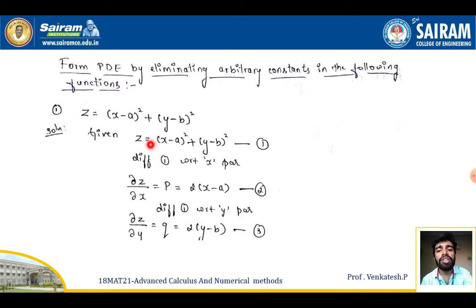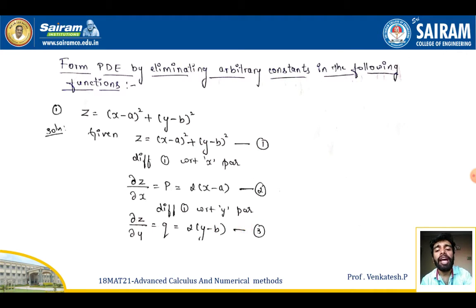So the given equation is z is equal to (x minus a) whole square plus (y minus b) whole square. Call it equation number 1. On differentiating equation number 1 with respect to x, I will get dou z by dou x, and from PDE we have dou z by dou x equal to p. So on differentiating this with respect to x, I will get 2 into (x minus a), and the y term will become 0. Similarly, differentiating equation number 1 with respect to y, I will get dou z by dou y, which will be equal to q, and differentiating with respect to y, the x term will become 0. The derivative of (y minus b) whole square will be 2 times (y minus b). Call it equation number 3.